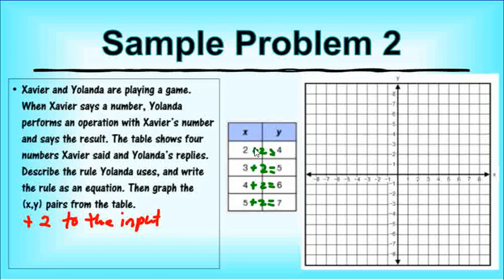And then we need to write a rule. So your y is equal to your x plus 2, because whatever I'm putting into the function, I'm just adding 2 to it. And you can see the table is there, done for us. Now we can graph it.